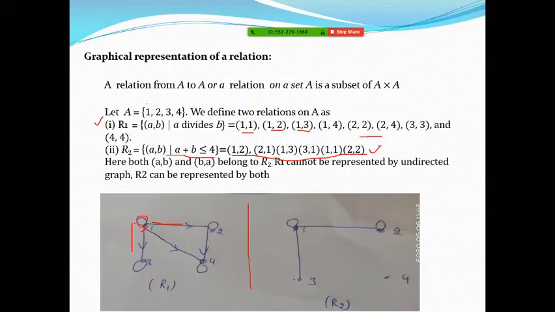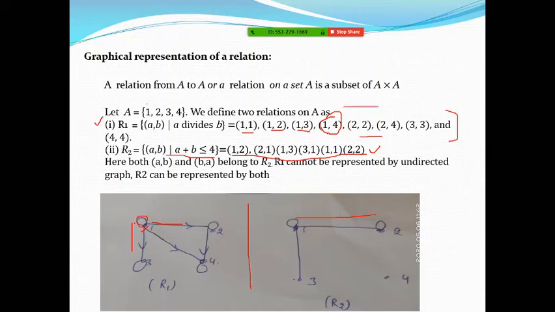So we can represent these types of relations even without using directions. Whenever (1,2) is there, (2,1) is also there. So the default meaning of 1, 2 is that (1,2) is there and (2,1) is also there. (1,3) is there, (3,1) is also there. But in the case of relation R1, if you want to show (1,4), it is not that (1,4) and (4,1) are both equivalent. It is only 1 which is dividing 4. So you can't show (1,4) as simply this figure.